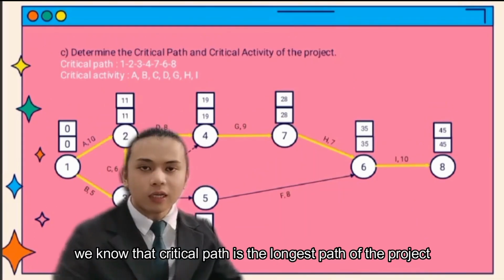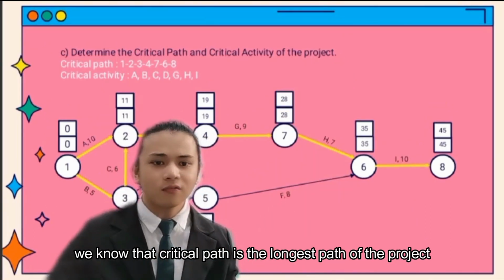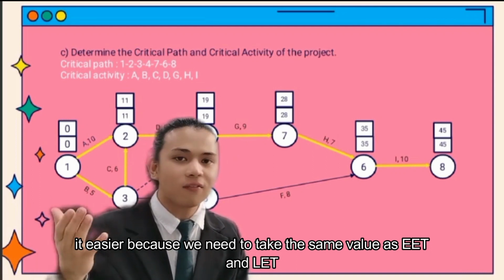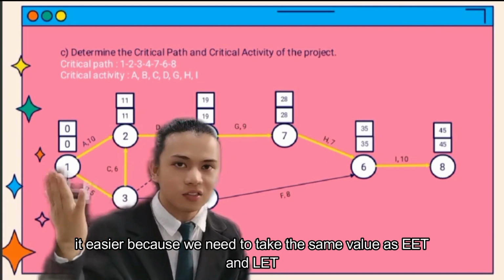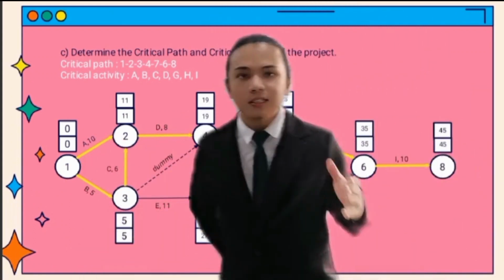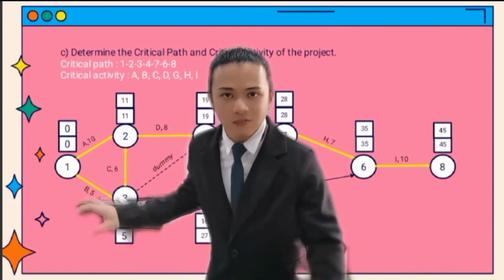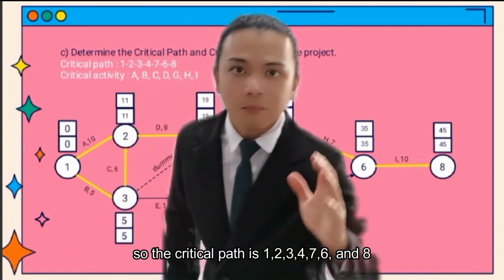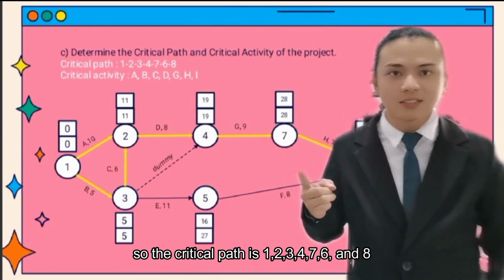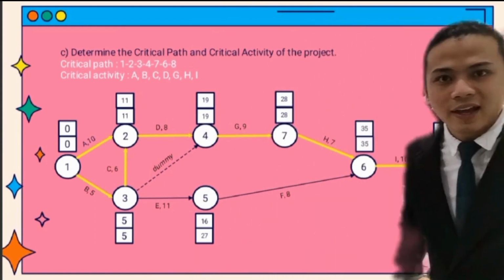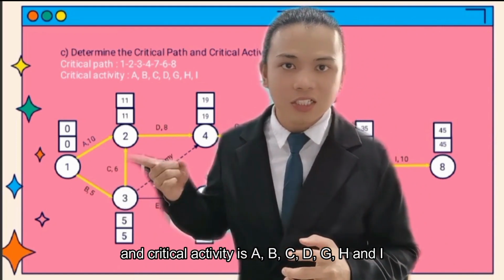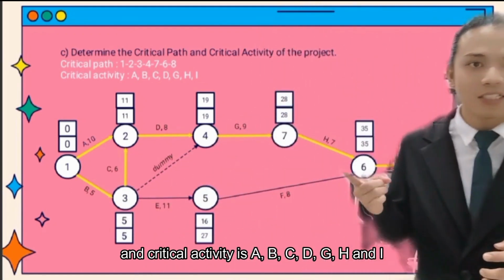Okay, next, for question E, we know that the critical path is the longest path of the project. So it is 0 because we need to take the same value of EET and LET. Here, 0, 0, 11, 11, 5, 5, 19, 19, 28, 28, 35, 35, and 45, 45. So the critical path is 1, 2, 3, 4, 7, 6, and 8. And the critical activities are A, B, C, D, G, H, and I.